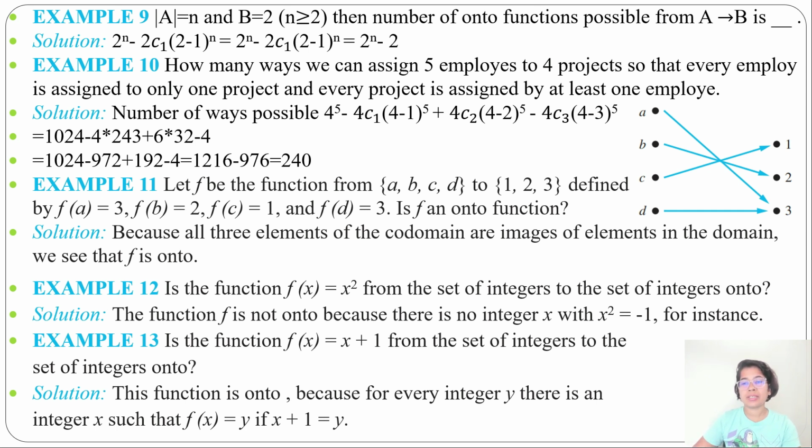In the next lecture, I will discuss some diagrams so that you can understand the difference between one to one and onto. Also, I will discuss bijection or one to one correspondence.